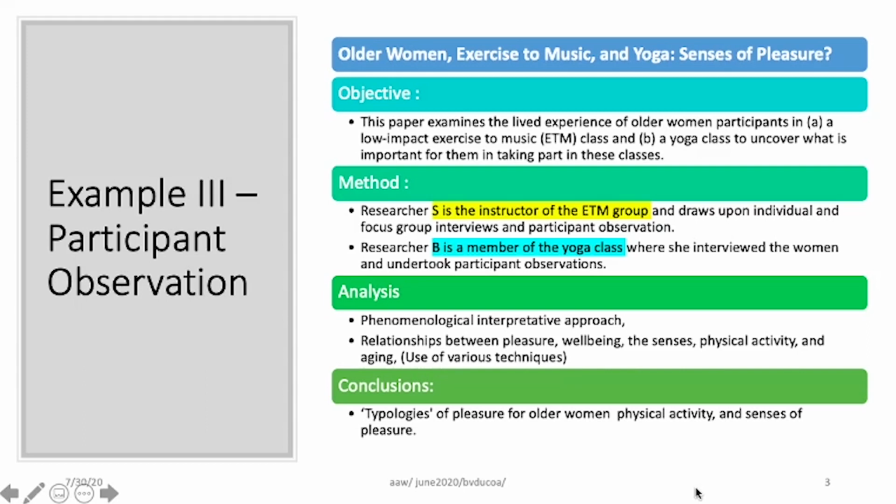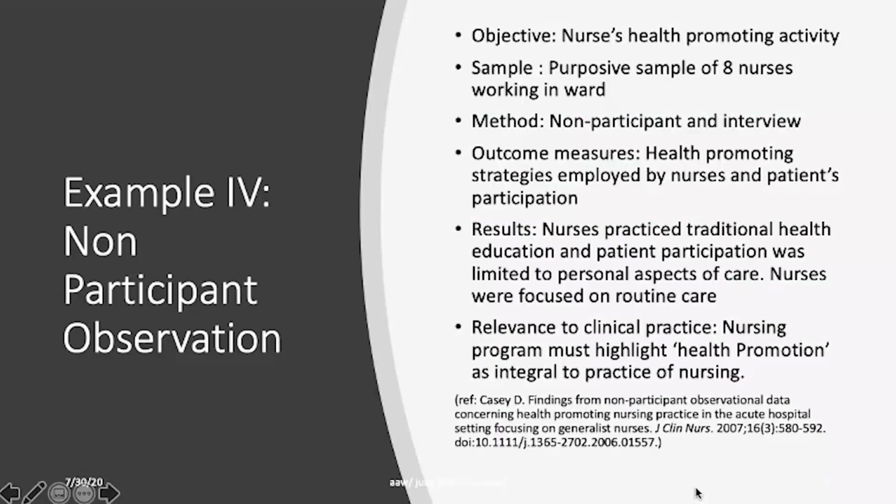After this research, it was possible for both of them to come to conclusions whereby they could identify and label the types of pleasure the older women prefer. So this type of study is participant observation. The next example I am giving you is another interesting example.